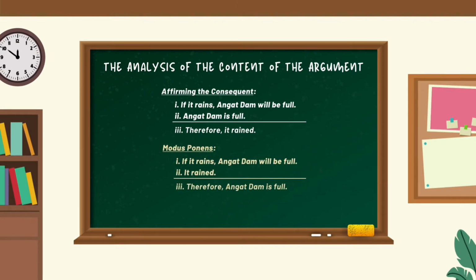On the other hand, we also have an example of the valid form of modus ponens. Here, the argument form is considered valid, but if you again thoroughly analyze the argument's contents, you will be able to notice that the conclusion does not follow its two premises.